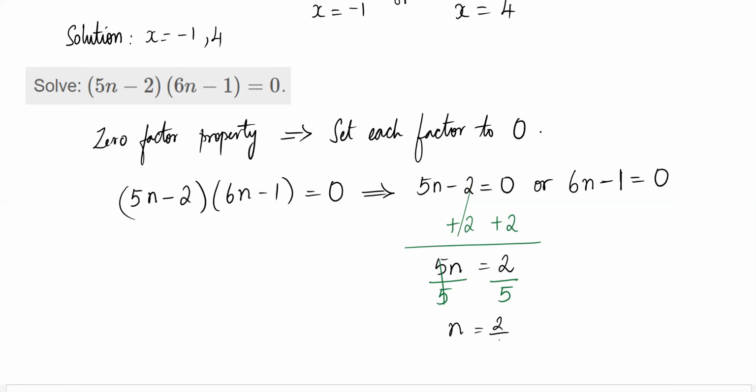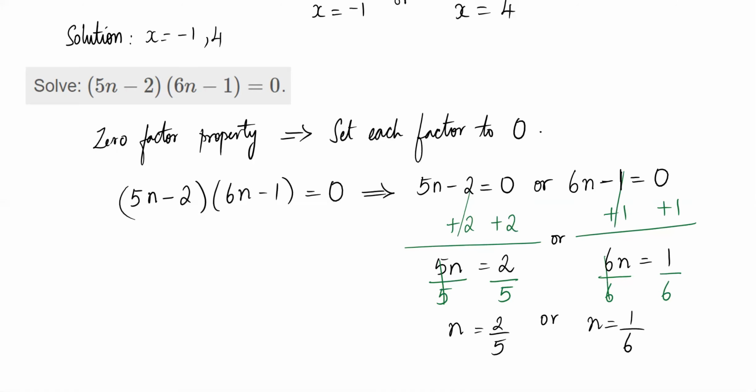n equals 2 over 5 for this part. Bring the or everywhere. And then for the second part, we get 6n equals 1. One more step. Divide by 6 on both sides. n equals 1 over 6. So this becomes a solution.